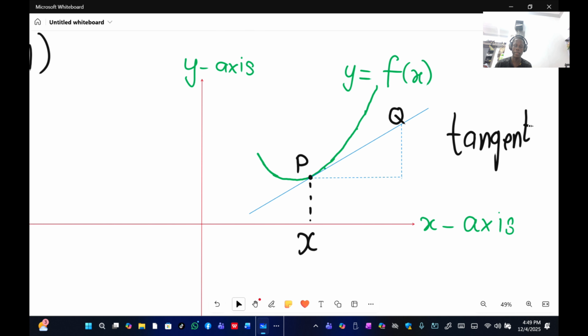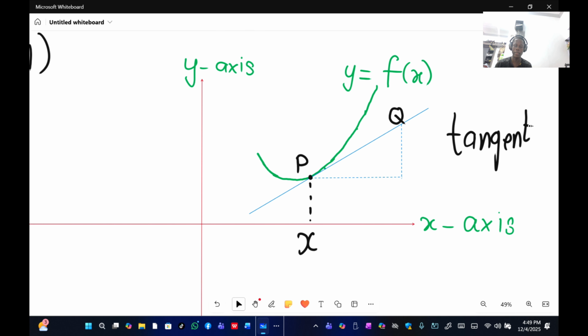Now, let us indicate the other x value, because we have a right angle triangle over here. We are trying to determine the gradient of line PQ using the right angle triangle. So I can now trace this one to the x-axis. So I'm tracing it to the x-axis.